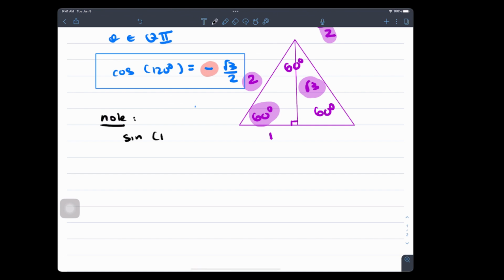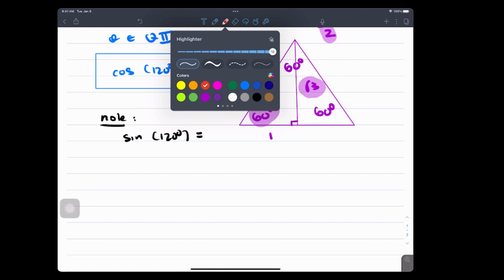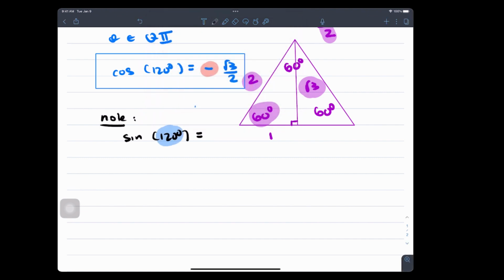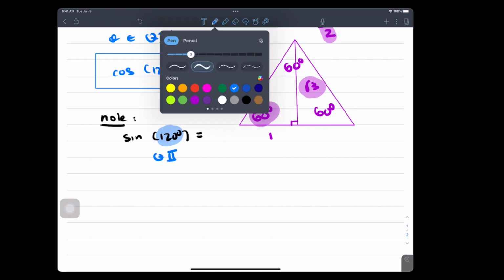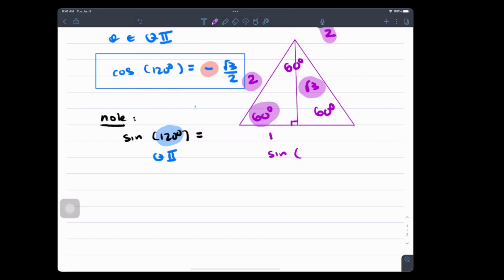What is sine now of 120 degrees? What quadrant is 120 in? It's a quadrant 2 angle. Is that true? So what do you guys know about sine in quadrant 2? Sine is positive. Okay. So what do you really have to answer? What's sine of the reference angle? The reference angle is still 60 degrees. Is that right? So what's sine of 60?